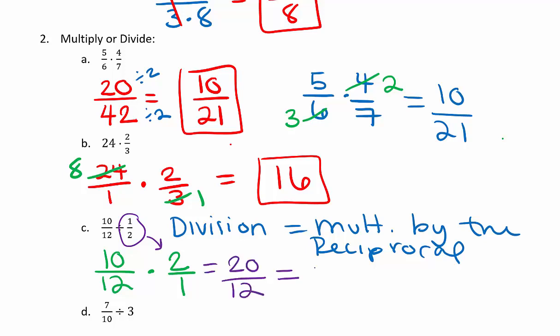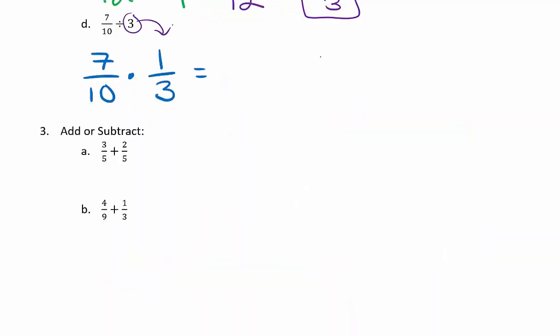If I multiply straight across, I get 20 over 12. Both of those numbers are divisible by 4. 20 divided by 4 is 5. 12 divided by 4 is 3. So 5/3. One more division problem.